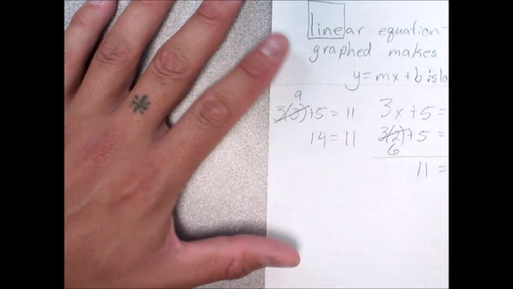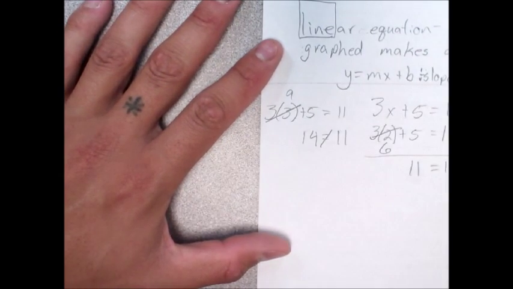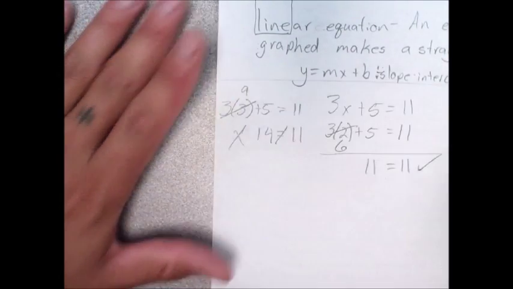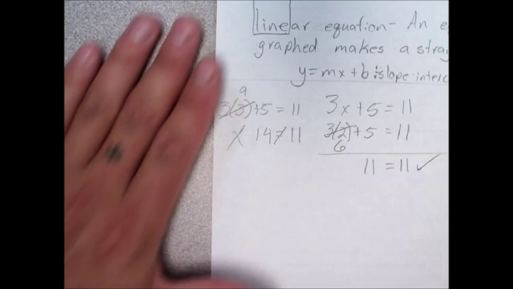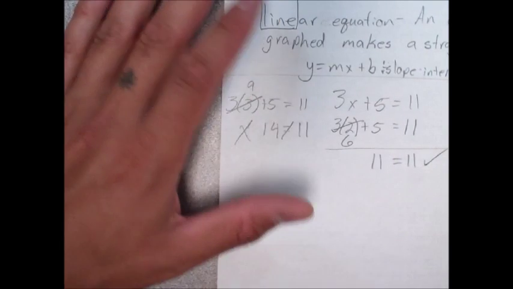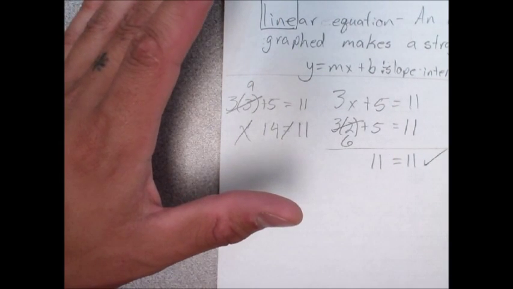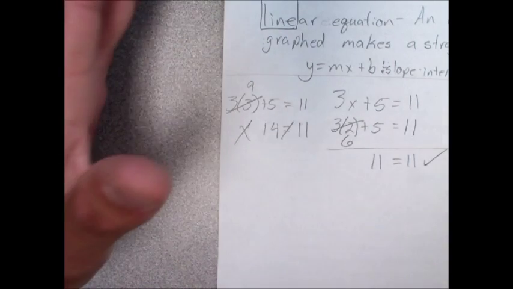14 equals 11? Never, right? 14 equals 11, never, so it does not check out. I don't know why we have problems with this. If you don't have a problem with this, let's just ignore this part.